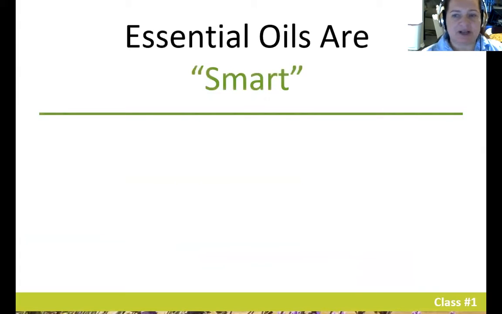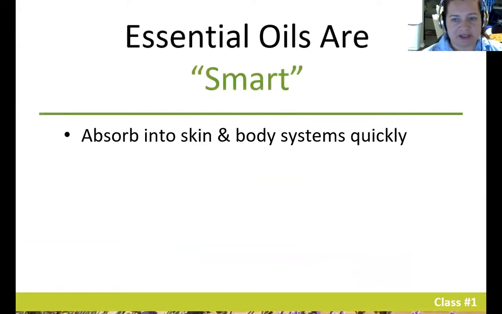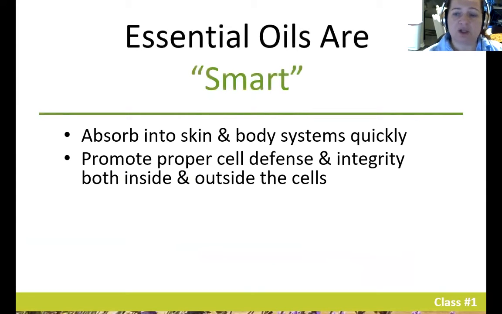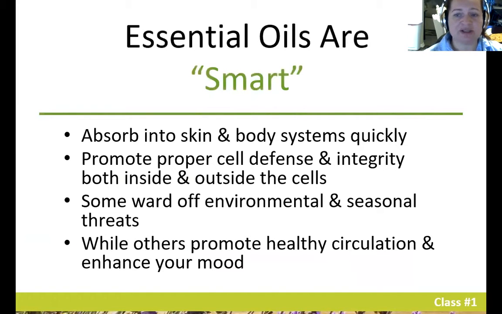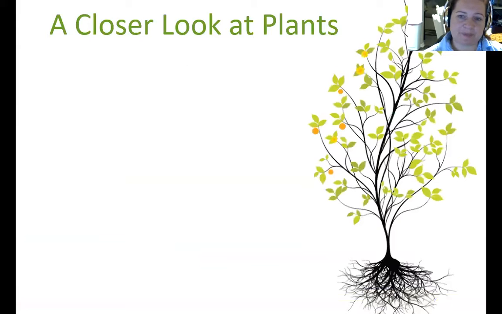Essential oils are smart. They absorb into the skin and body system quickly. They promote proper cell defense and integrity both inside and outside the cell. They ward off environmental and seasonal threats, while others promote healthy circulation and enhance your mood. So essential oils are extracted from many different parts of the plants, and it's good to know the place of harvest, because it is very beneficial to understand what part of the body the essential oil will benefit.